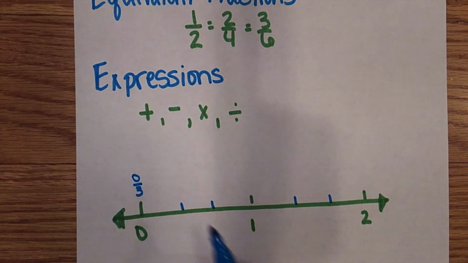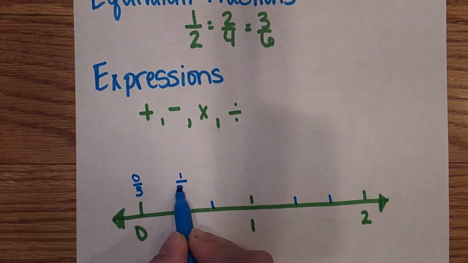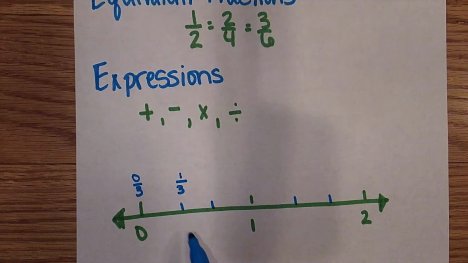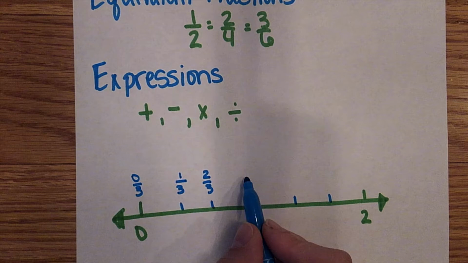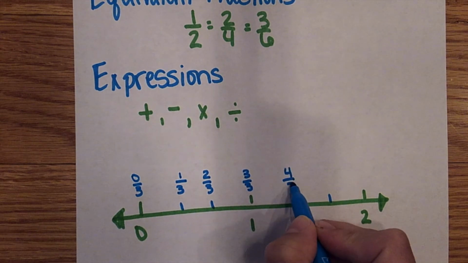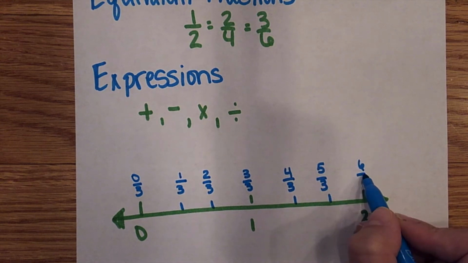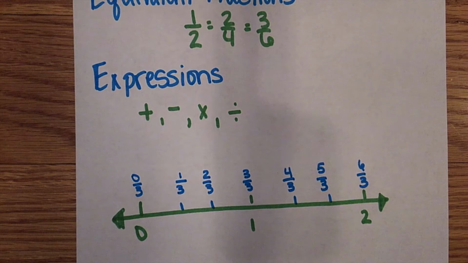So here I haven't moved anywhere, so it's going to be 0 thirds. If I go here, I've moved one spot, still broken into thirds. 2 thirds, 3 thirds are 1 whole. Here's going to be 4 thirds, 5 thirds. 2 is going to be 6 thirds.